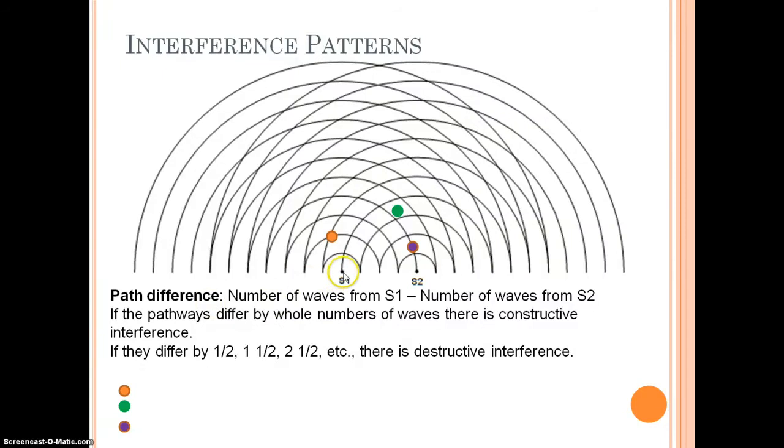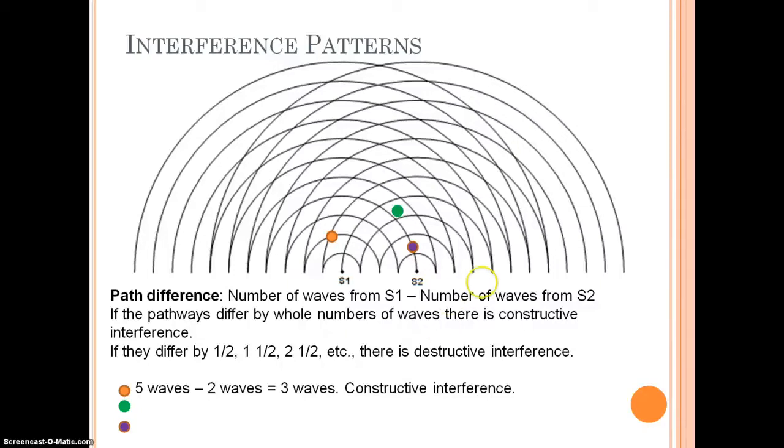So for the orange one, if I start at S1, I count from the source, I'm going to do 1, 2 waves. So there are 2 waves to S1 and 1, 2, 3, 4, 5 from S2. If I look at the difference in the number of waves, that tells me that there's 3 waves. And here's the trick. If I get a whole number when I count the number of waves difference, then it's going to be constructive interference. If I get a half number, then it's going to be destructive interference. So not even or odd, but it's got to be whole number or half number. Whole number constructive, half number destructive.